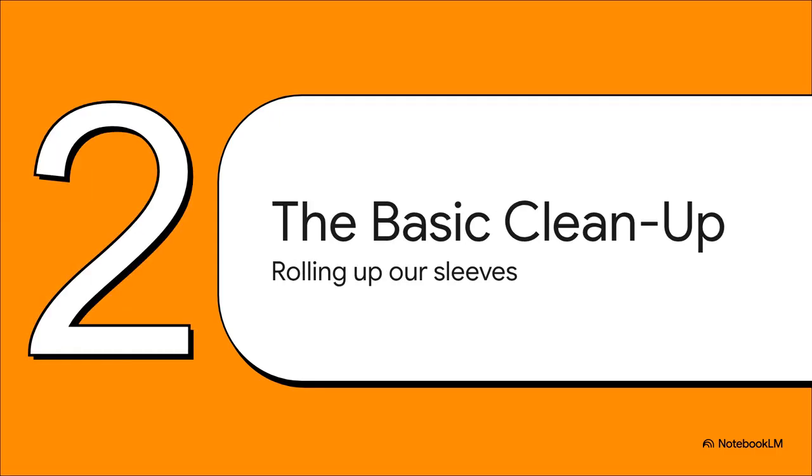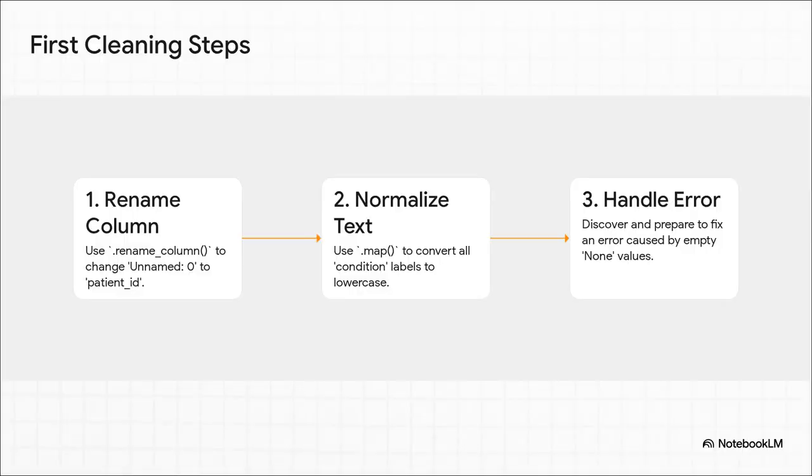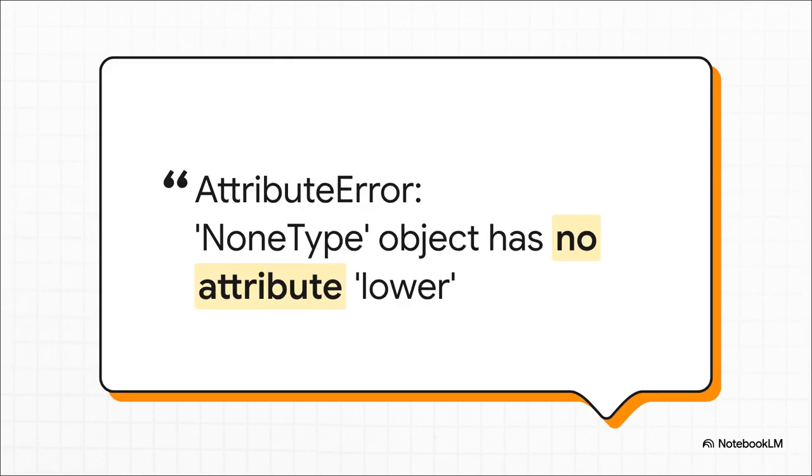Okay, so we've identified our problems. Now it's time to roll up our sleeves and actually start the cleanup. We're going to start by tackling the low-hanging fruit first. Our first few moves here are pretty straightforward. We'll use the .rename_column method to give that weird unnamed column a proper name: Patient ID. Easy enough. Then we'll write a simple function and use .map to make all the condition labels lowercase so they're all consistent. But when we go to run that, bam, an error.